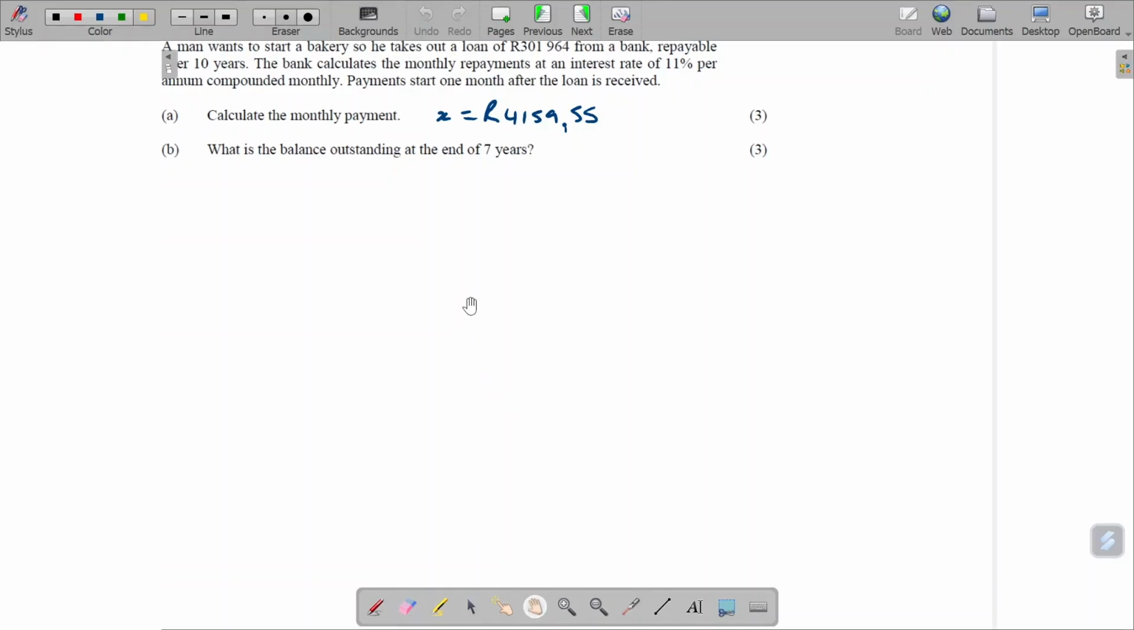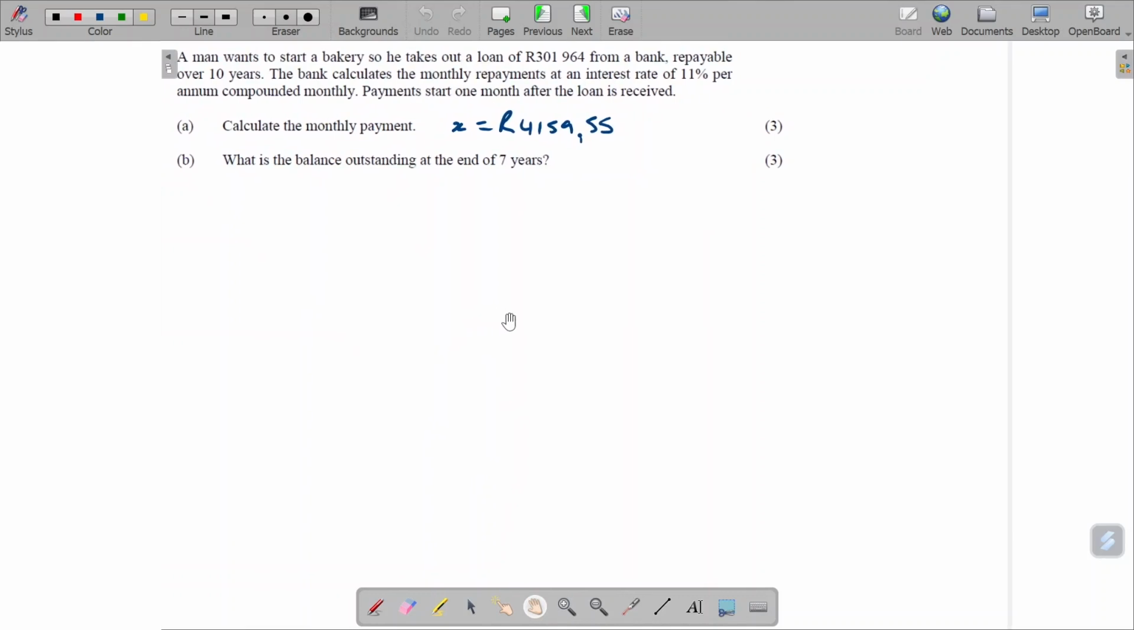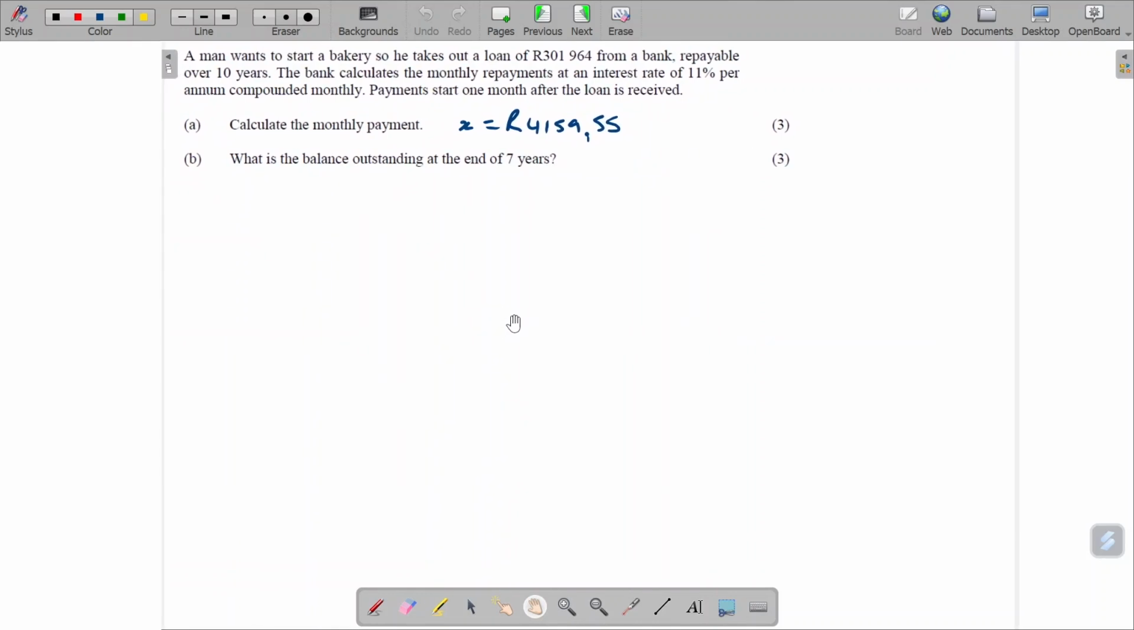A man wants to start a bakery. This is a question we looked at in the previous session, part A of it. The answer to part A was that X, the monthly repayment, would be 4,159 Rand 55 cents. What is the outstanding balance after 7 years? Again, I'm suggesting that OB7 equals A of 7 minus FV of 7.